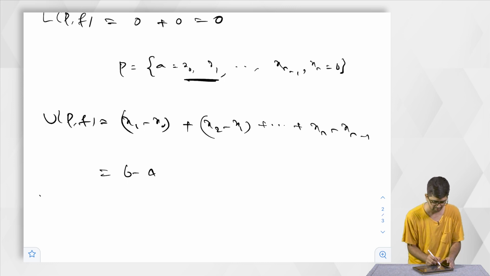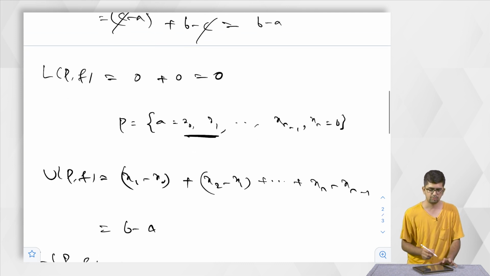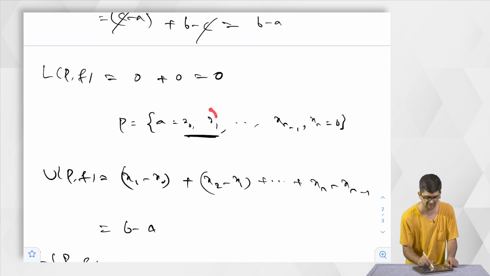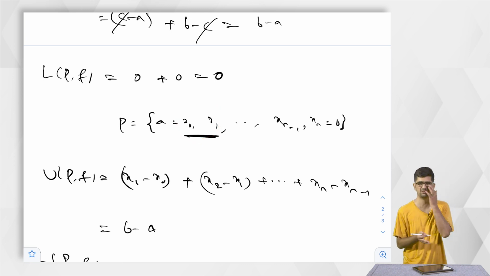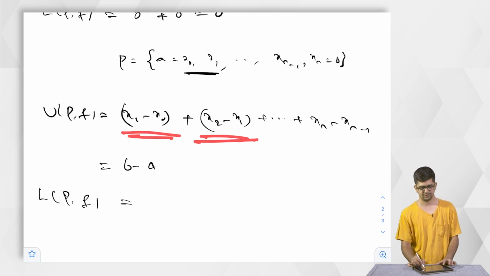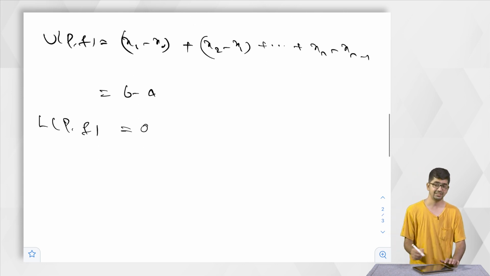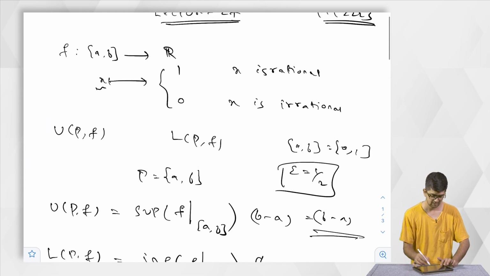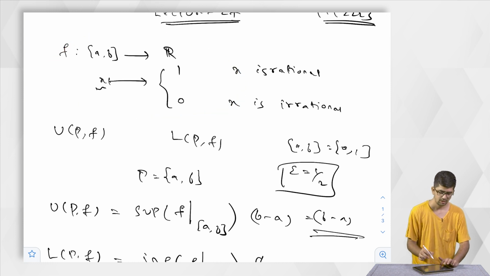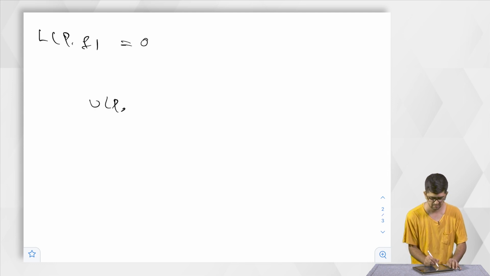Let us look at LPF. What is it? Again the same thing, we have to restrict f to this interval, and again the image contains two elements, 0 and 1. Infimum is 0, and 0 times this is 0, 0 times this is 0, so it is just 0. So, what did you observe here? For the function f that I have mentioned just now, whatever partition you take, UPF is equal to B minus A, LPF is equal to 0.